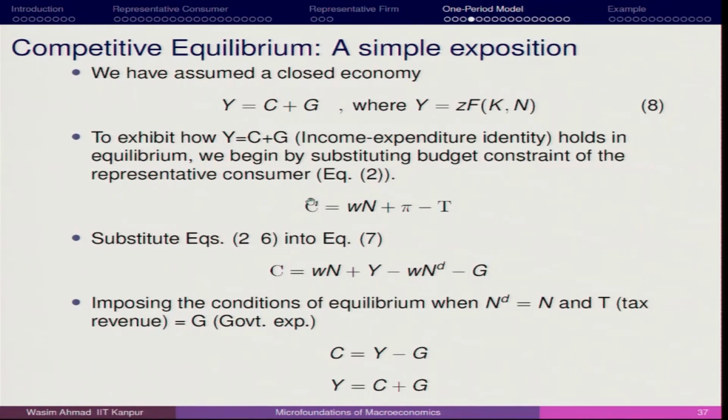So, here we have c is equal to w n plus pi minus t, and then with the previous exercise that we did, we were able to derive c is equal to y minus g, which is consumption is equal to income minus the taxation or the government expenditure, and g is equal to t. So, both are substitutable. So, here y is equal to c plus g. So, the closed economy model we were able to derive with the basic derivations or assumptions about the consumer and the firm. So, these two are important aspects.